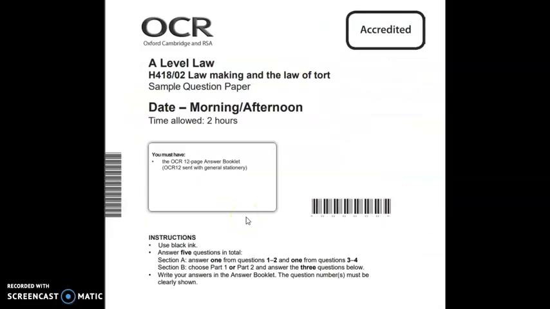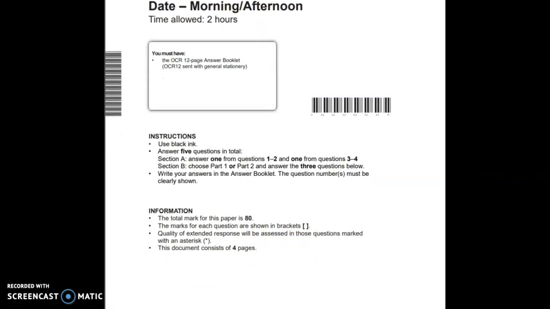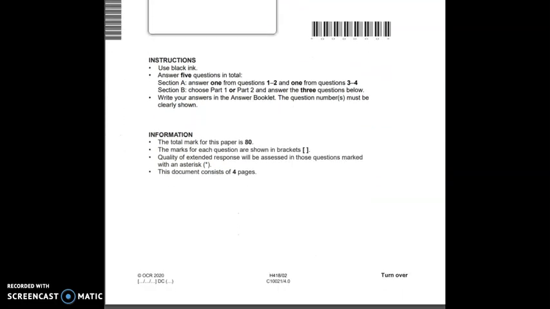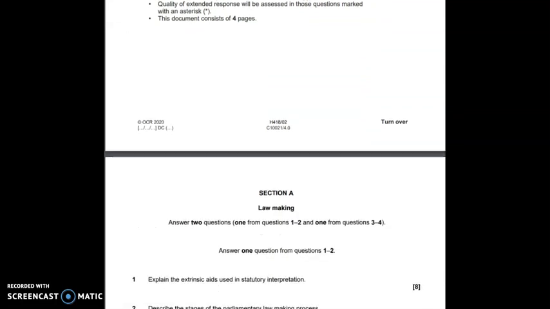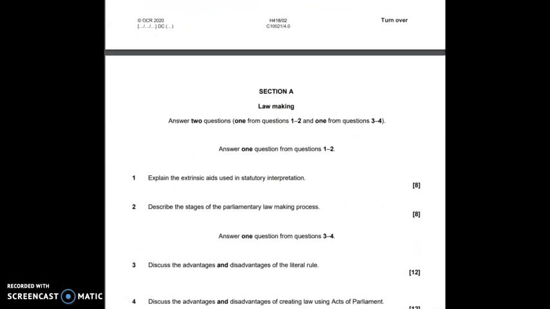So I've switched my screen over now so that we're looking at the OCR A-level law, lawmaking and law of tort paper. This is the sample question paper that OCR provides. And on this particular exam, you would have 2 hours to answer a total of 5 questions, and the total marks are 80 on this paper. Now we're going to be focusing on section A, the 12 markers today, but I will scroll through the whole paper so that you can see the format of this exam.